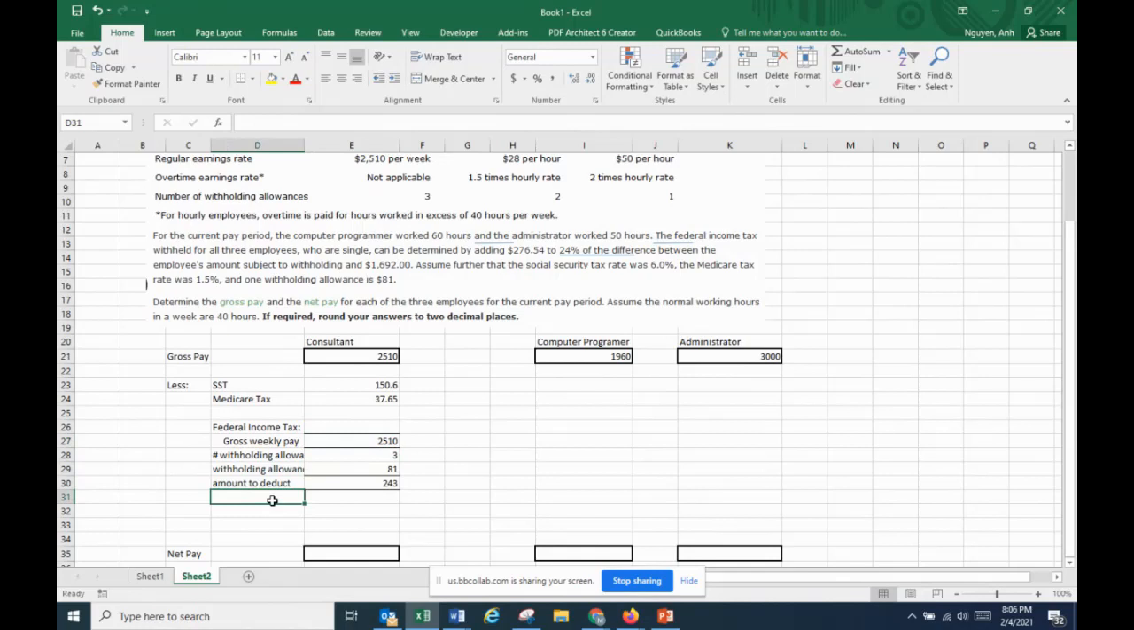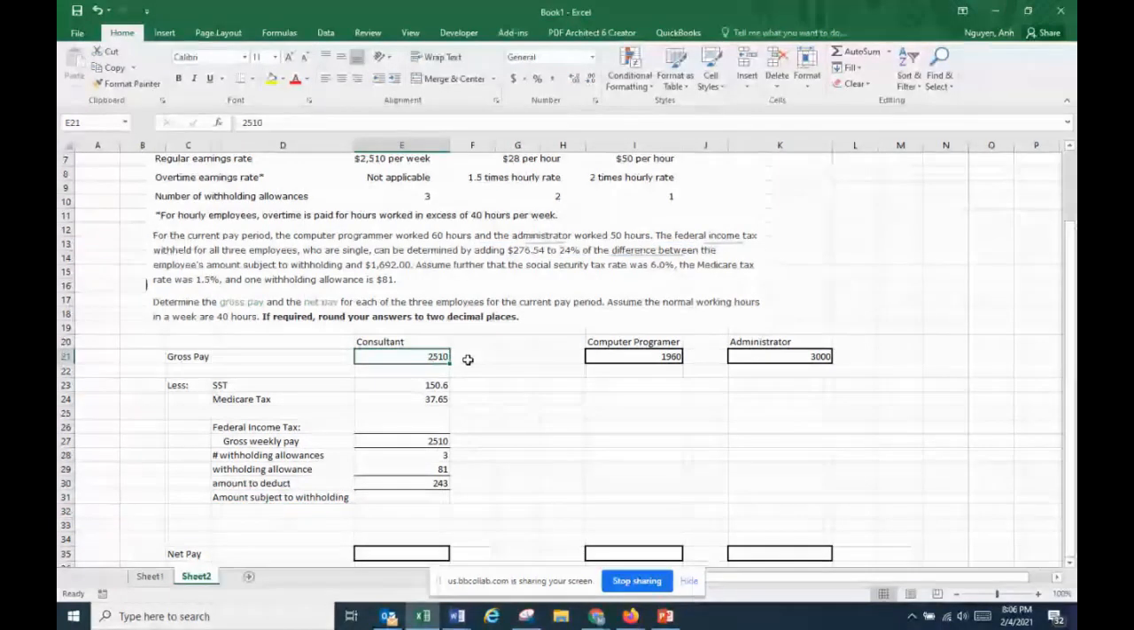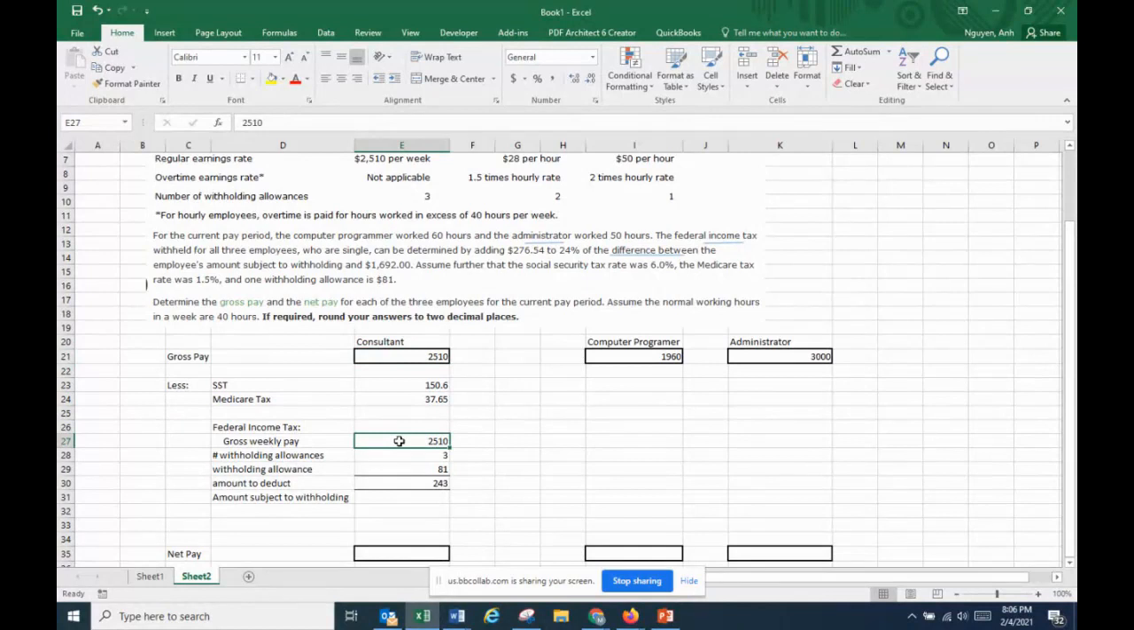And then, so then amount subject to withholding. Because you have this 2510, or I laid it down here, 2510, and then amount subject to withholding. So it's you, not subject to withholding. The amount to deduct gets you the amount subject to withholding. Here's the pay, 2510 minus amount to deduct based on the withholding. Then you have amount subject to withholding.